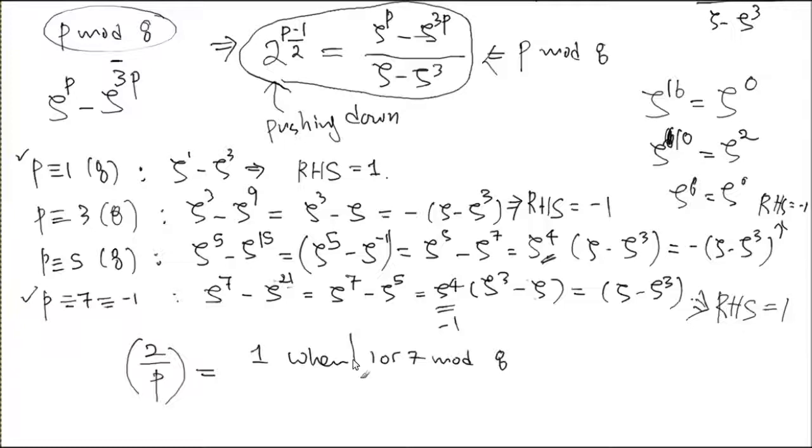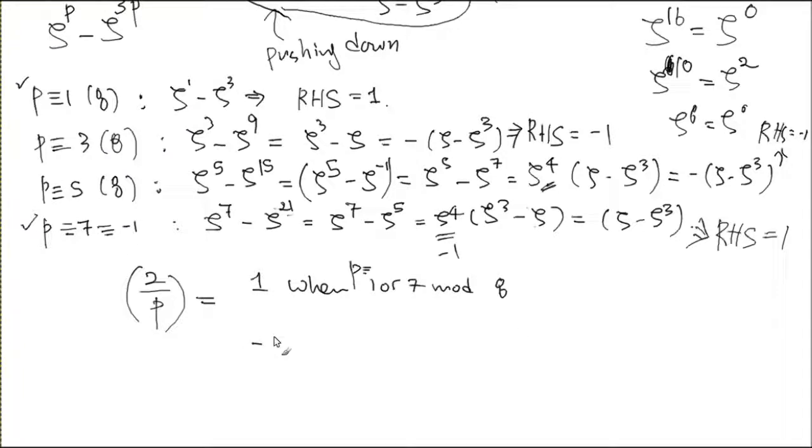P is congruent to 1 or 7, right? Then both are 1. What about negative 1? When P is not 1 or 7. The other cases, right? 5 and 3. 3 and 5. What have we done here? We took care of the second supplementary law, why 2 is a quadratic residue. Again, there's a simpler proof than this, but it puts you in this situation if you're dealing with this field extension so that you understand number 1 of the law of quadratic reciprocity better. All right?